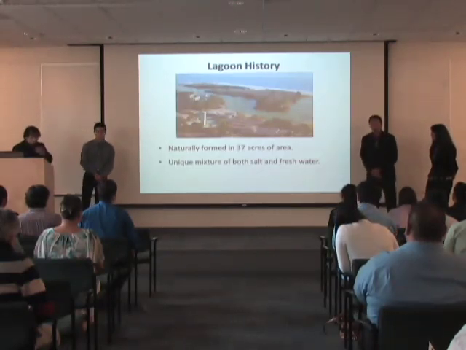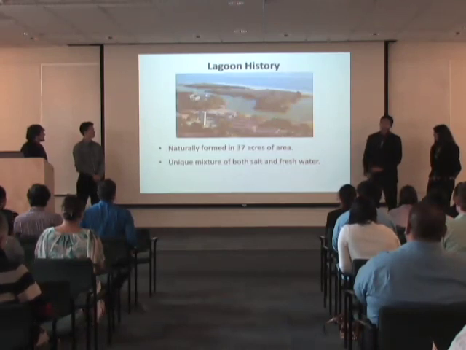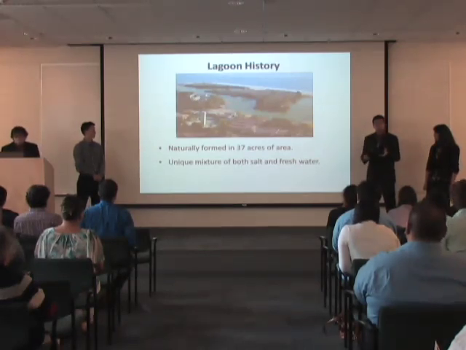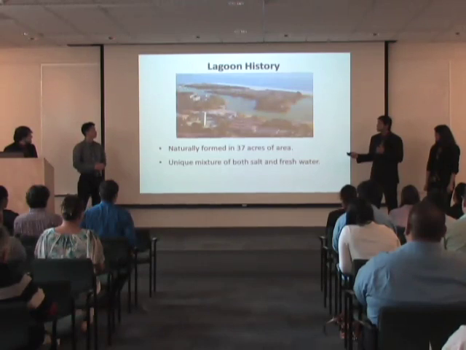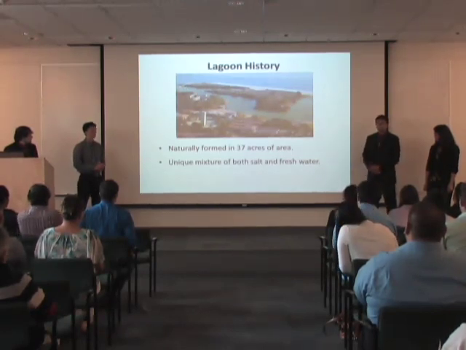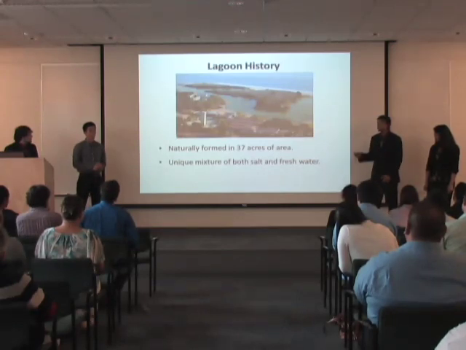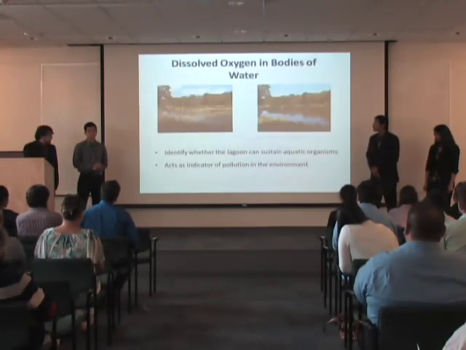Yeah, so some basic information about our test site. As you can see, this is the UCSB Lagoon, and it's a naturally formed 37-acre lagoon that houses a unique mixture of both saltwater and freshwater. But most of the saltwater just comes in from this area over here, which is kind of the dumping ground of the marine science building. But uniformly, it's mostly freshwater, which makes it an ideal place for us to conduct our studies.